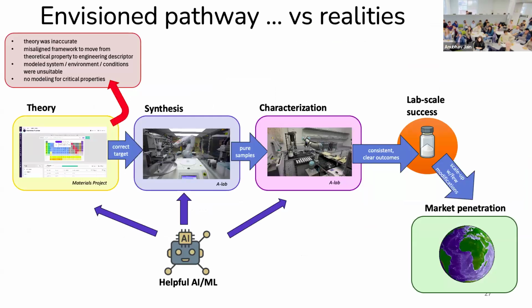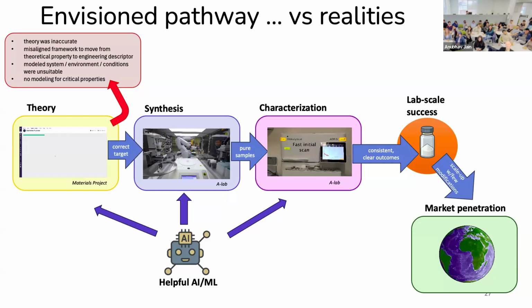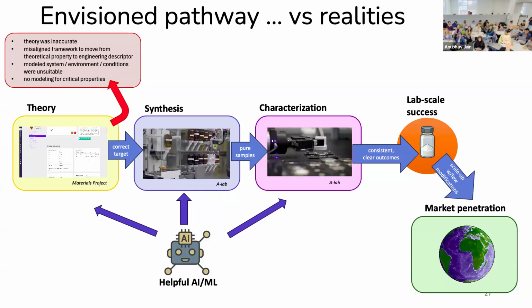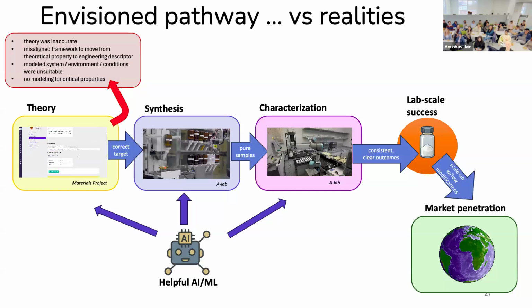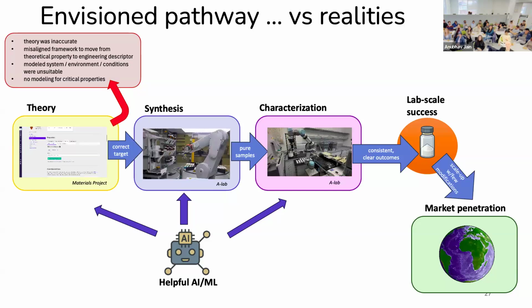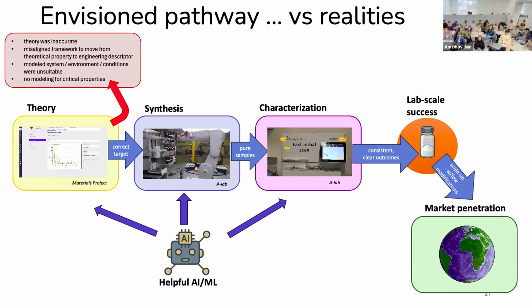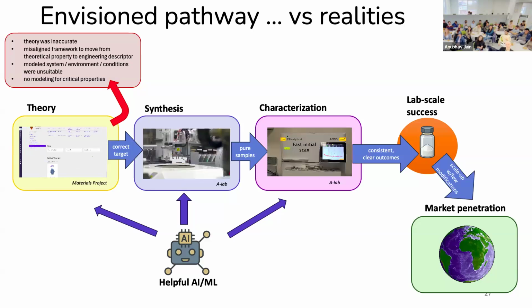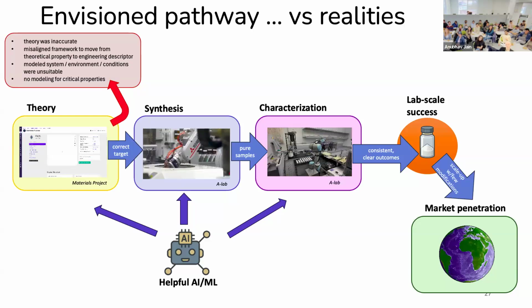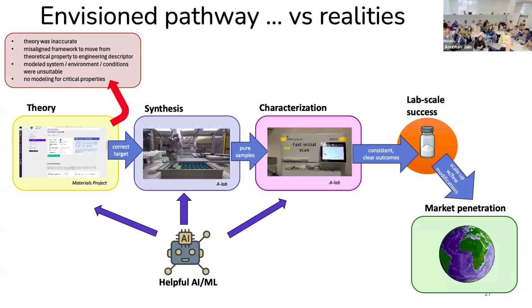Okay, so we talked about some of the ways the theory to synthesis part can be derailed. The theory can be inaccurate. There can be a misaligned framework to go from the theoretical property to the engineering descriptor. We talked about the scattering time, for example, being the thing that was misaligned. The modeled system can be different than the actual system that was made in experiments. And critical properties like the carrier concentration might not be modeled at all. Okay, so let's talk about synthesis.